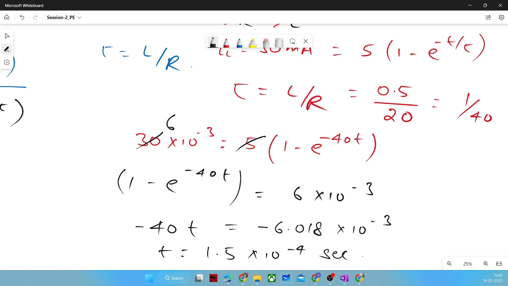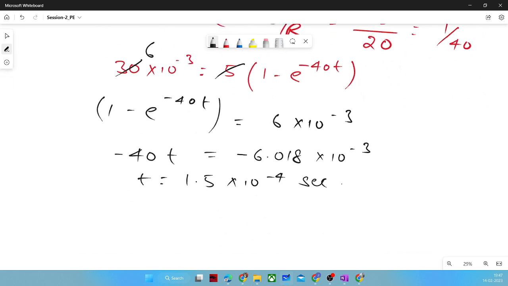Is it matching with your answer? This is the answer here. This much of pulse width you need to provide. Just verify at your end. Yes, sir, it is correct. I'm getting the same.